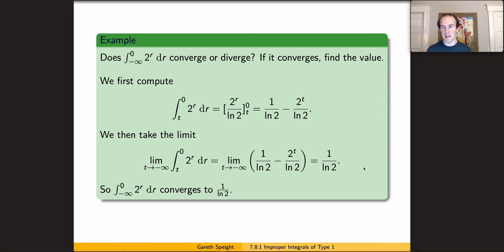Okay, so everything is pretty much the same. It doesn't matter if you're going to infinity or to negative infinity. Just replace that bad endpoint by t, work out the answer in terms of t, and then let t go to either infinity or to negative infinity.